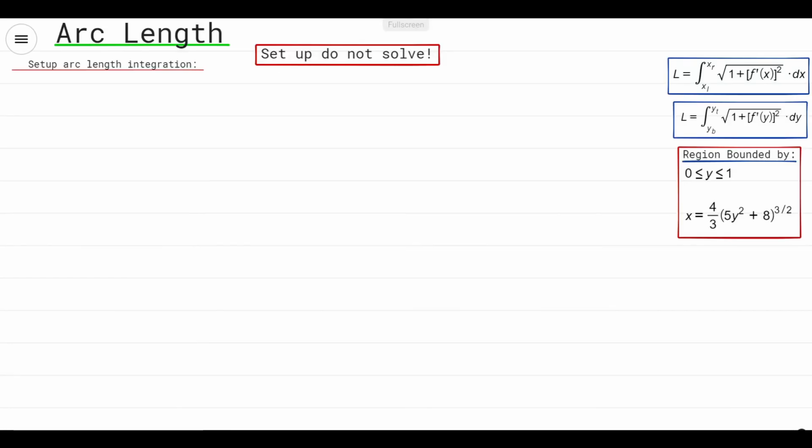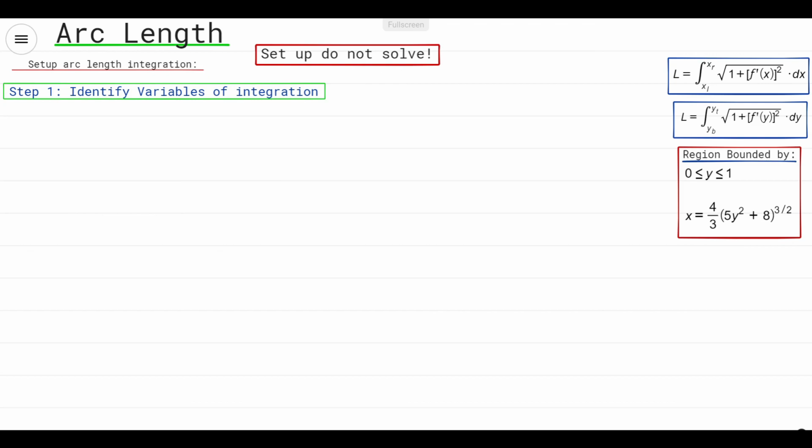So in this problem, again, we're given a setup, do not solve type problem. We're given a region bounded from 0 to 1, where y is greater than 0, less than 1, and x is equal to 4/3 times (5y squared plus 8) raised to 3/2. So step 1, we're going to identify the variables of integration. And again, keep in mind this is just setting up the arc length integration, it's not solving it.